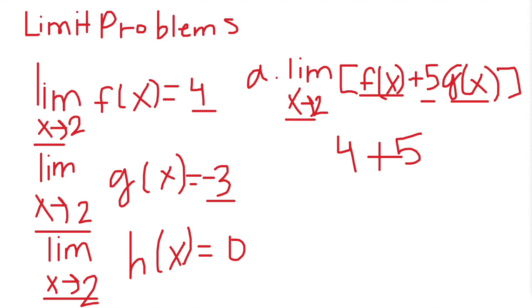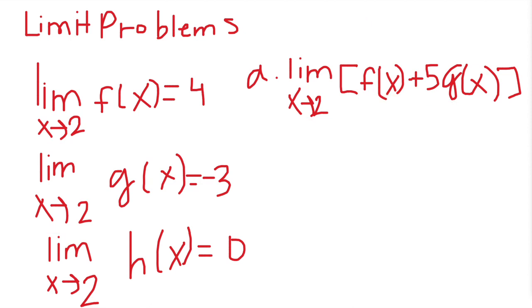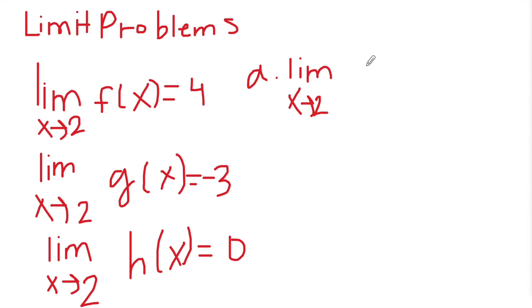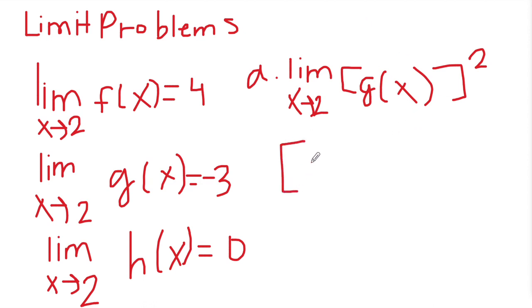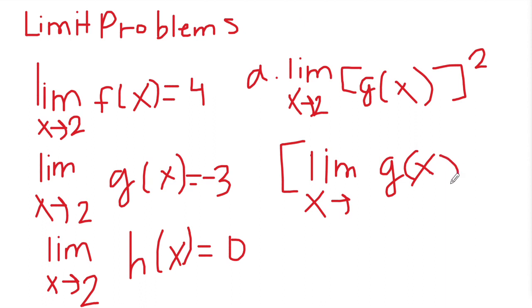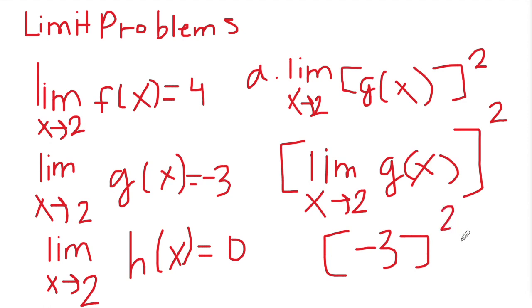I'm just going to clear it so that we have space. The next problem is the same thing, except it is g of x squared. Remember, when we're talking about powers, we apply it to the whole thing. So it's the limit as x goes to 2 of g of x, squared. That equals negative 3, and then we square that, which equals 9.